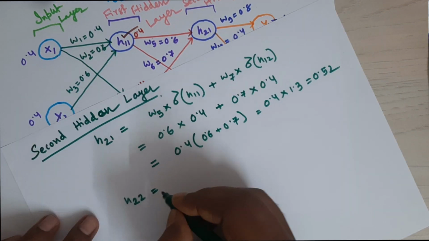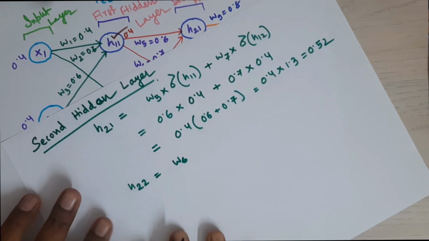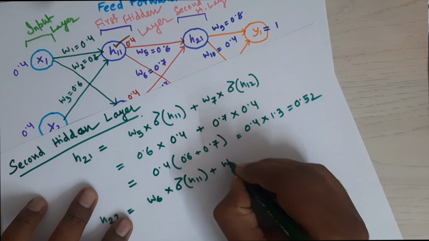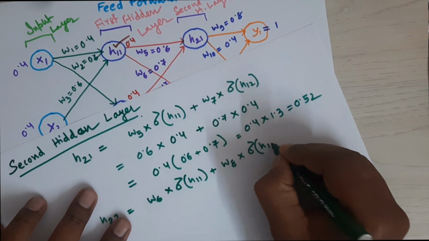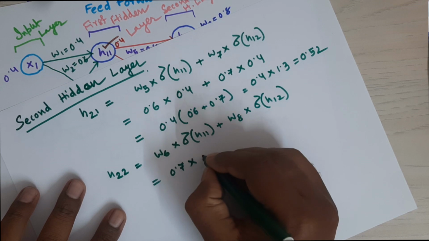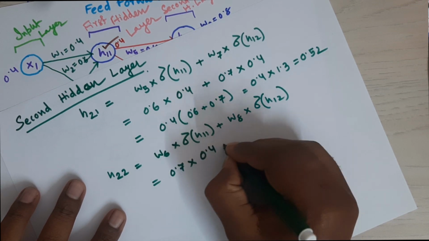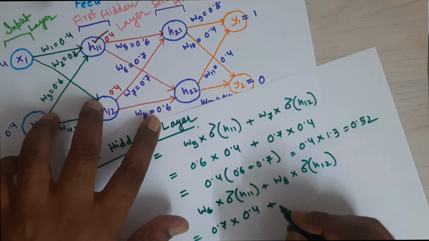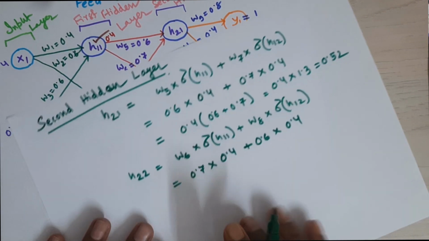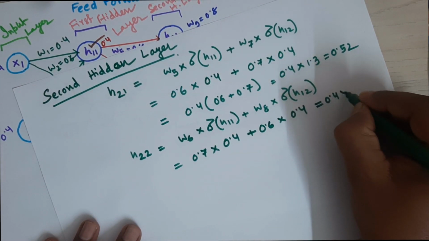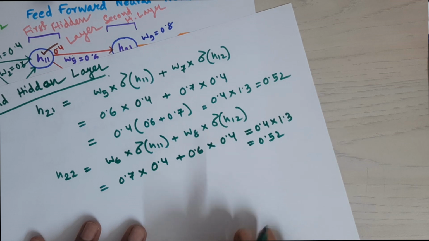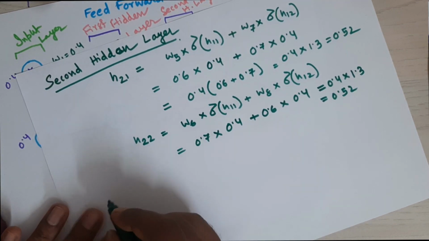Similarly, H22 is calculated as W6 into sigma of H11 plus W8 into sigma of H12. Now W6 is again 0.7, sigma of H11 we already know is 0.4, W8 is 0.6, and sigma of H12 is equal to 0.4. So it's also the same: 0.4 into 1.3 is equal to 0.52. Now the activation function.